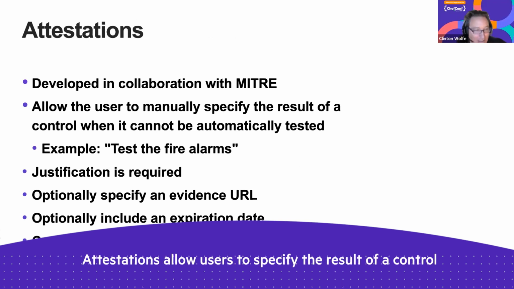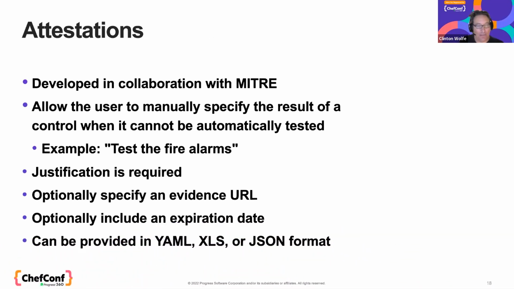So coming up next, we have attestations. This was also developed in collaboration with MITRE. They in fact suggested this feature, and we immediately saw the value of this and implemented it. They helped us design the idea, and we found that this suggestion was very powerful. It allows the user to manually specify the result of a control when it cannot automatically be tested.